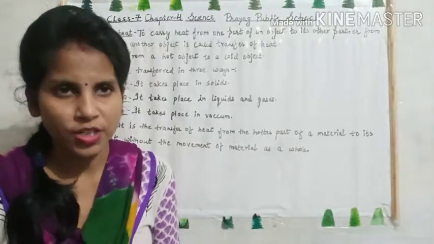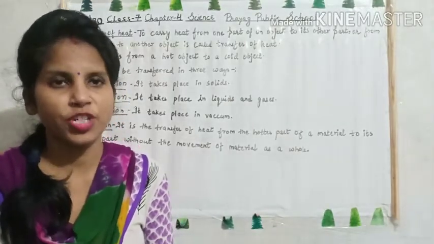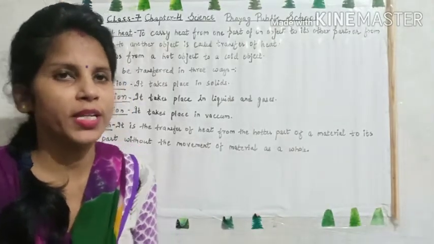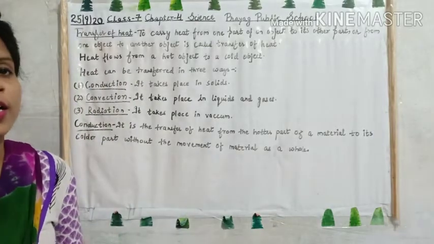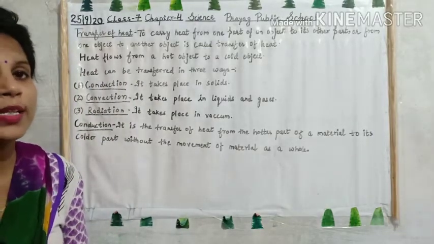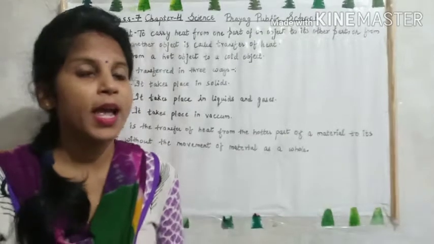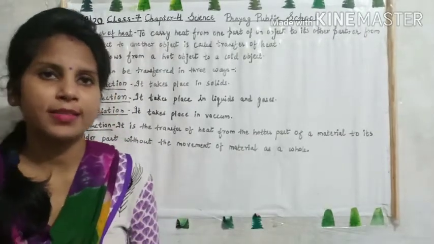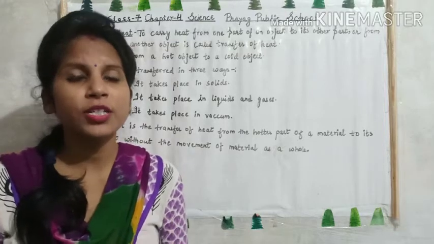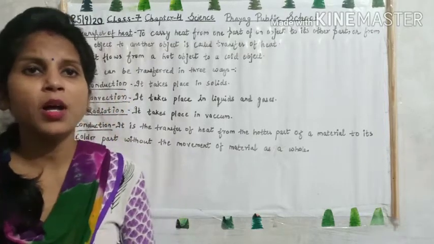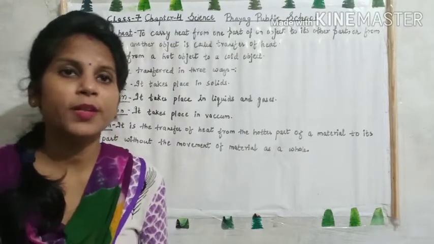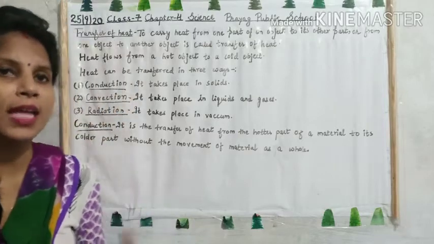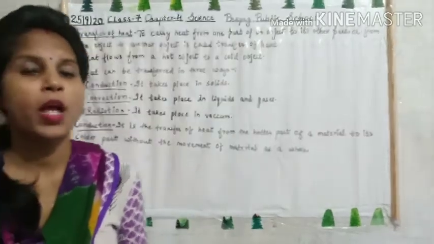First one is conduction, second one is convection, and third one is radiation. Conduction usually takes place in solids, convection takes place in liquids and gases, and radiation takes place in vacuum. Means it doesn't happen in solid, nor in liquid, nor in gases. It takes place in vacuum.